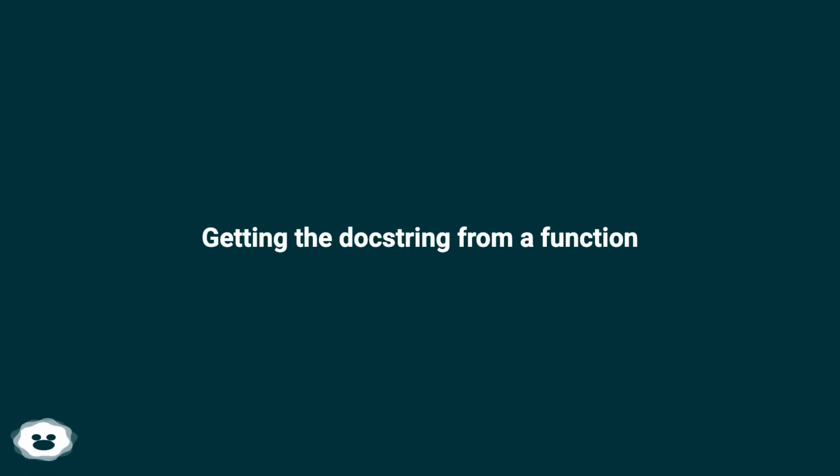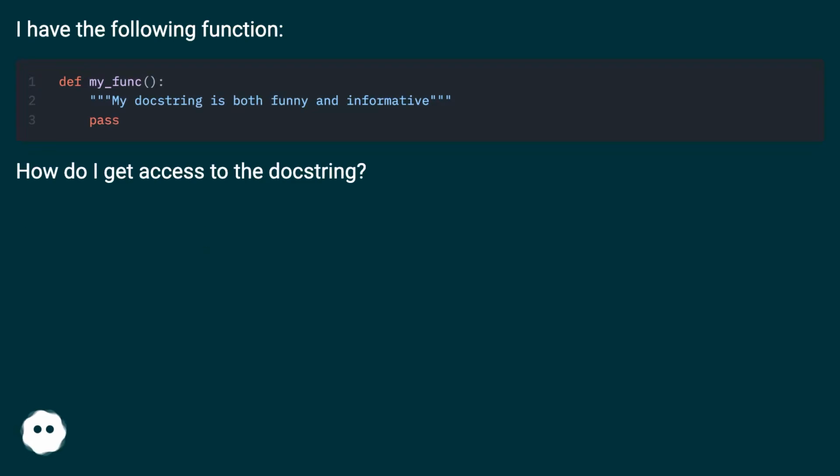Getting the docstring from a function. I have the following function. How do I get access to the docstring?